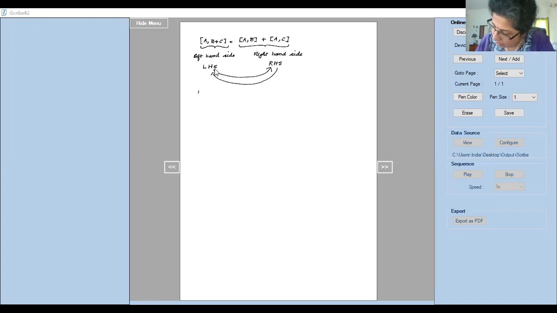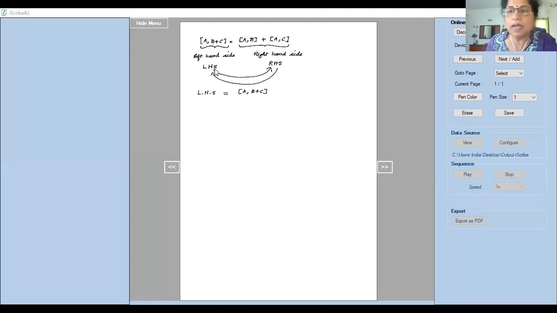So I will say LHS. Please don't write equal to and start writing it, because you are trying to prove this relation. This relation has been given to you. You're trying to prove it. So you need to start with either LHS or RHS. Whichever one you're starting, please write it down. So your LHS is equal to, over here, A comma B plus C.